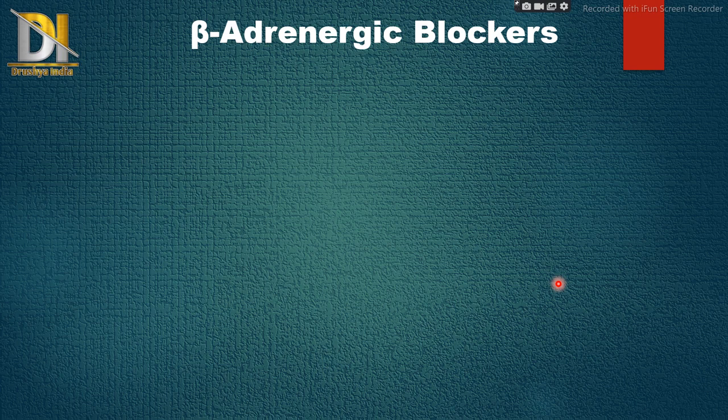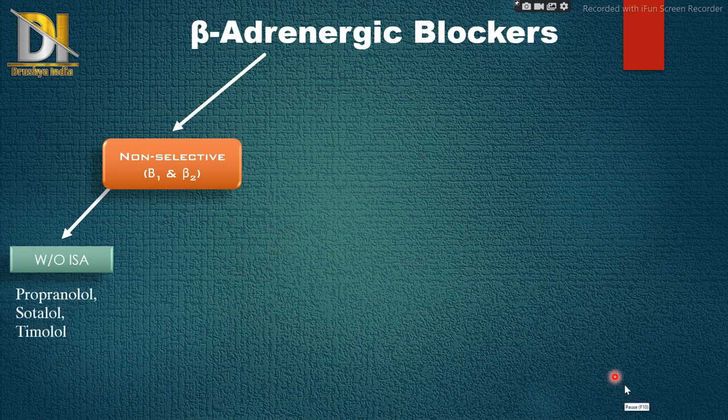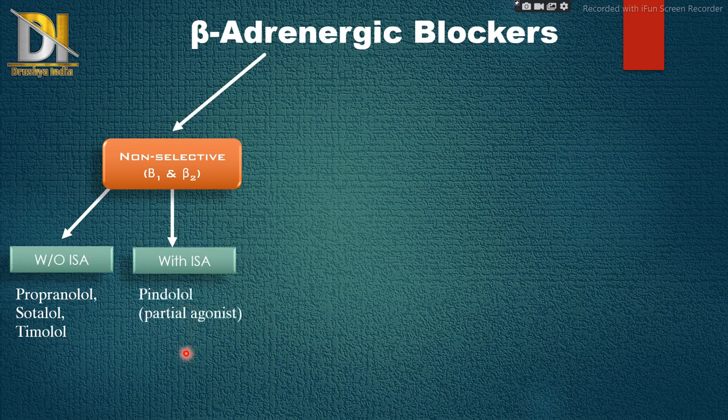Now it is about beta blockers. Beta blockers, first type is non-selective, that is mainly on beta 1 and beta 2, means it shows action on both beta 1 and beta 2. First one is without ISA, which means intrinsic sympathomimetic activity, in which mainly three drugs are propranolol, sotalol and timolol. Then next is with ISA. The first three were without ISA. This is with ISA. It is pindolol.